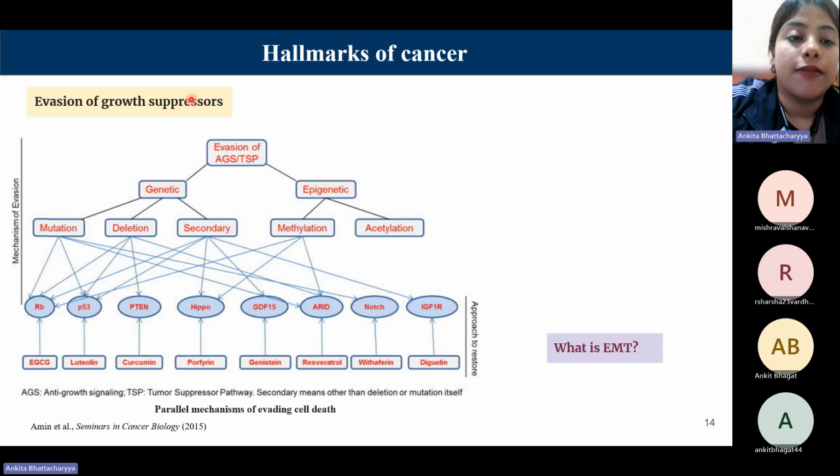Now, when we talk about evading growth suppressors, evasion can be of two types, AGS or TSP. AGS stands for anti-growth signaling, and TSP is tumor suppressor pathway. When both of these are evaded, there are two possible mechanisms by which it occurs. It can either be in a genetic manner or an epigenetic manner. Epigenetic literally means above the genome. So control or regulation of the genome is covered under epigenetics.